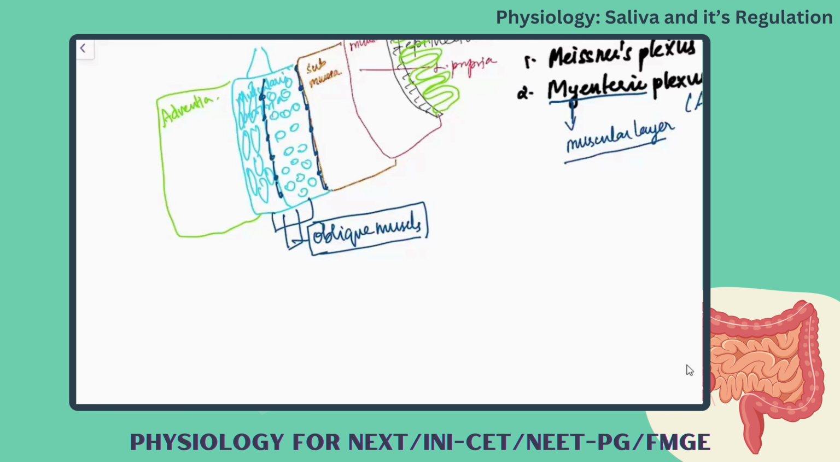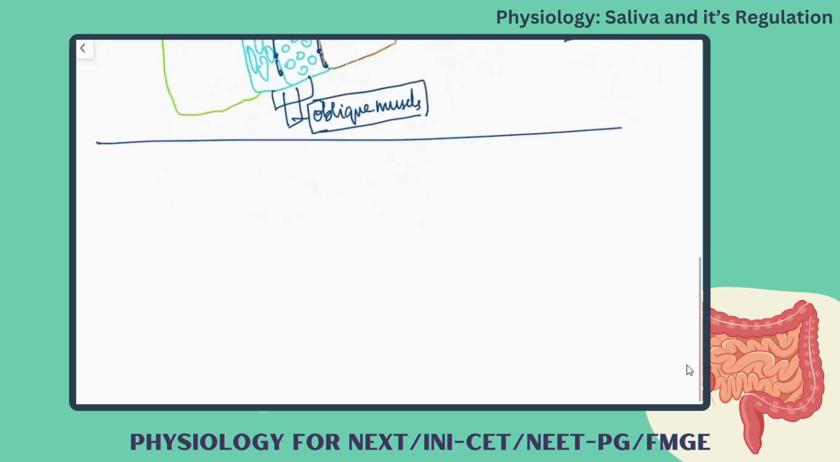Process of digestion. So the first process: once the food you are eating enters the mouth, that is the place where the first digestion is initiated. How?